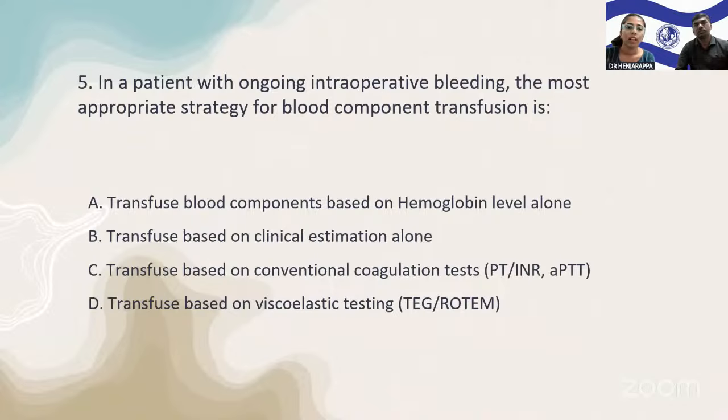Last question. In a patient with ongoing intraoperative bleeding, the most appropriate strategy for blood component transfusion is option A, transfuse blood components based on hemoglobin level alone. Option B, transfuse based on clinical estimation alone. Option C, transfuse based on conventional coagulation tests. Option D, transfuse based on viscoelastic testing.